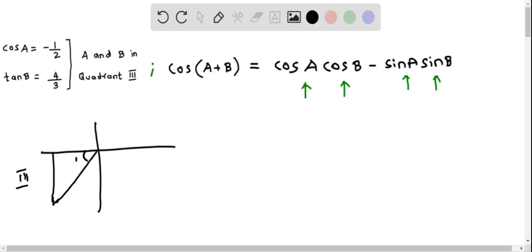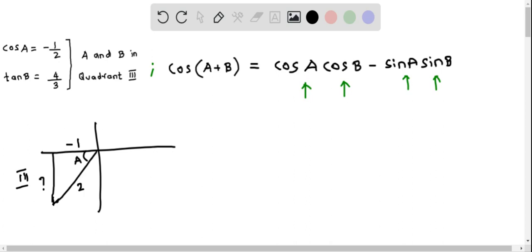We have the right triangle like this. Let this be angle A. We are given cos A equals negative 1 by 2. Cos A is adjacent side by hypotenuse. So I mark this as adjacent side and hypotenuse is 2. So now we have to determine this other side. We can determine this using the Pythagorean identity.